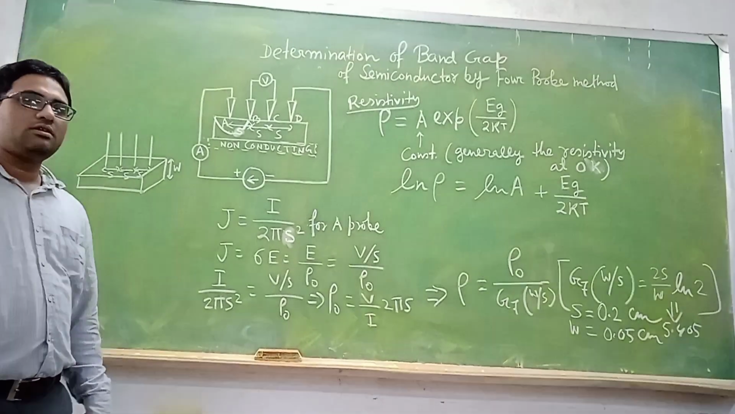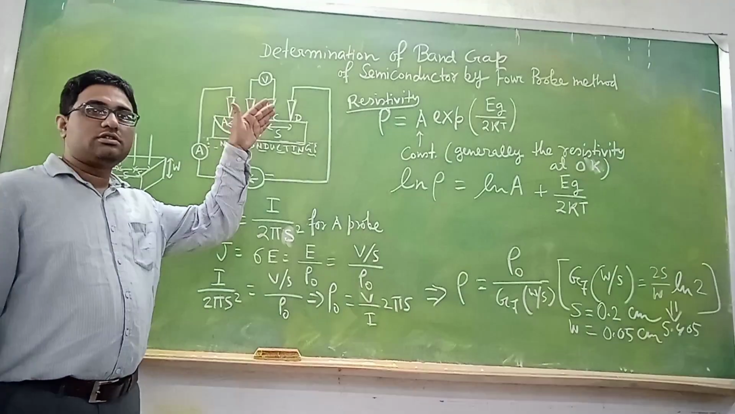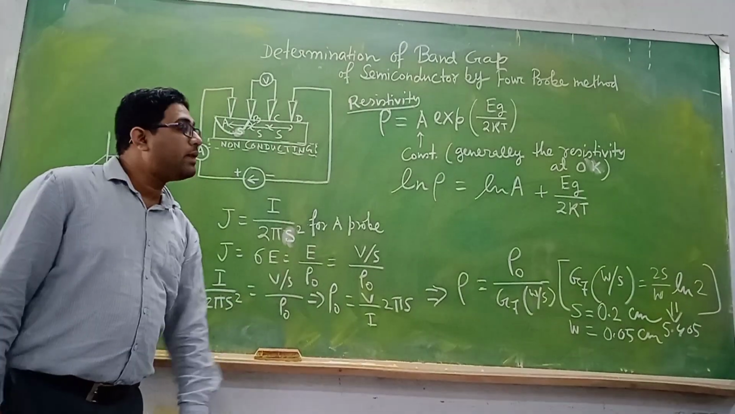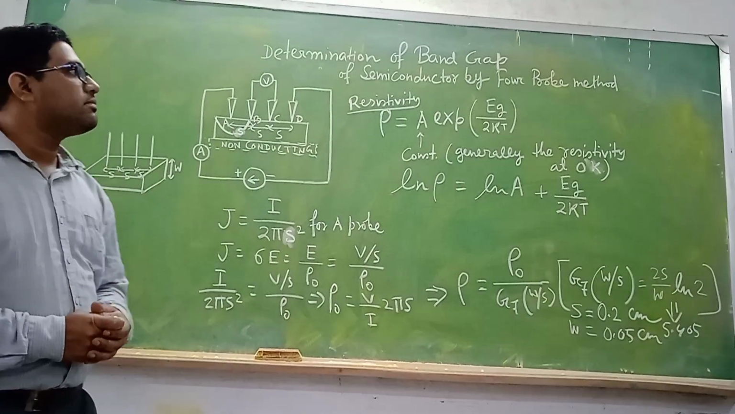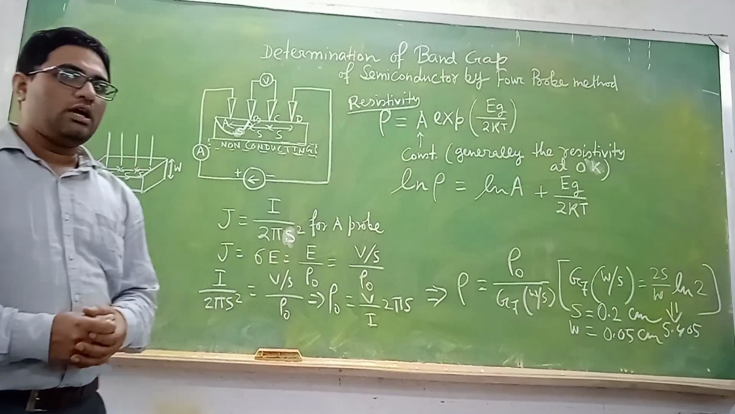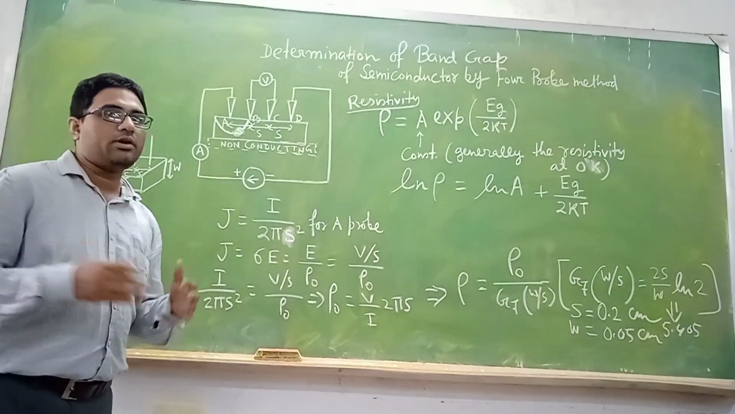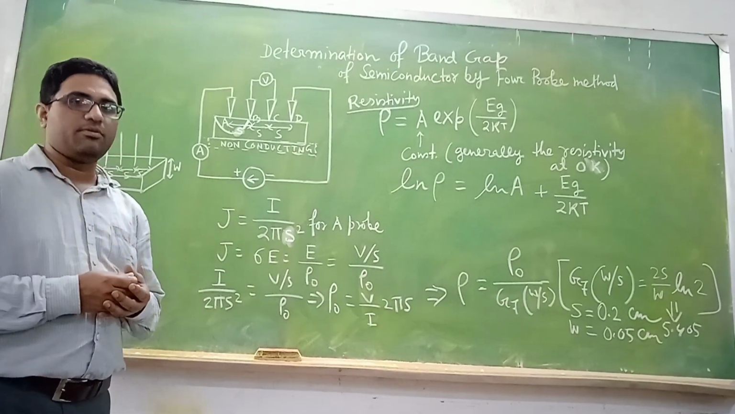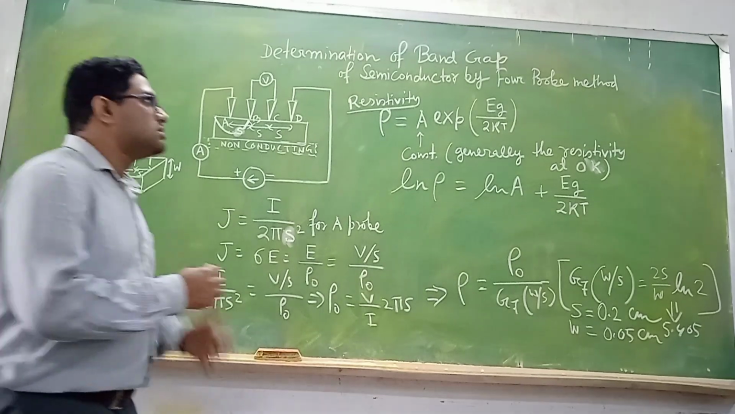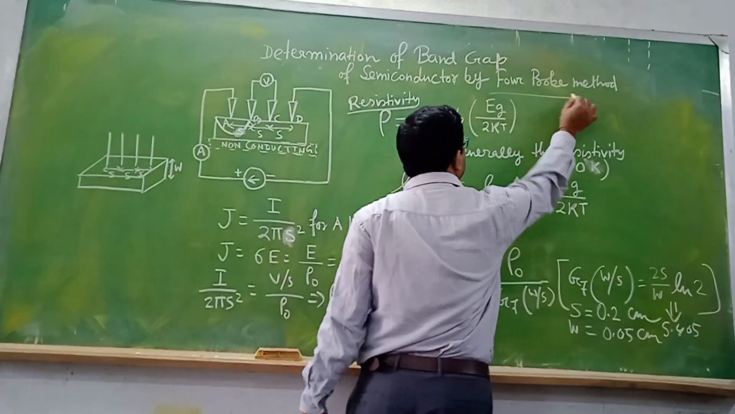Hello students. So today I am going to discuss the determination of band gap of semiconductor by four probe method. Now in this experiment the semiconductor we will use is germanium, and the method is called the four probe.